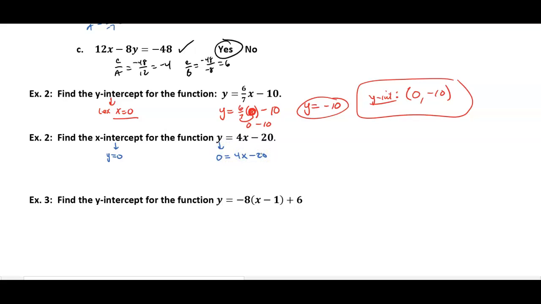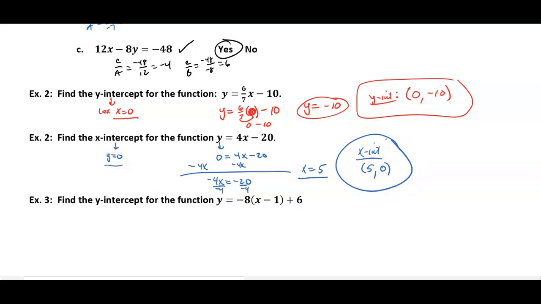And now what variable can I solve for? X. Guys, remember, to solve these types of equations, you have to move the variables to the left. So I'm going to subtract 4x. Negative 4x equals negative 20. Remember, variables on the left, constants on the right. Now, divide by negative 4. X is positive 5. So my x-intercept here would be x is 5, y is 0. And that would be my x-intercept.